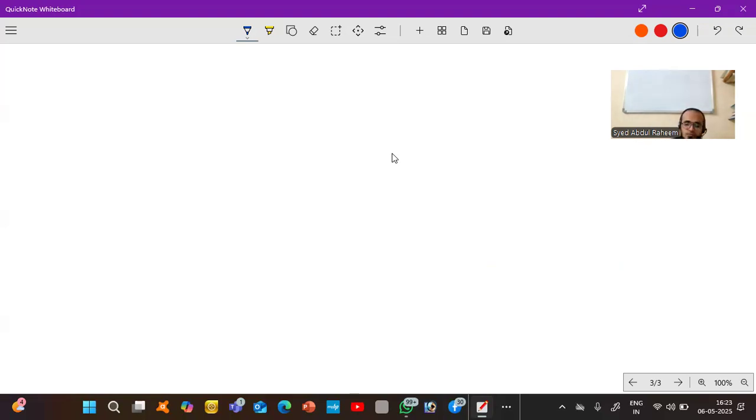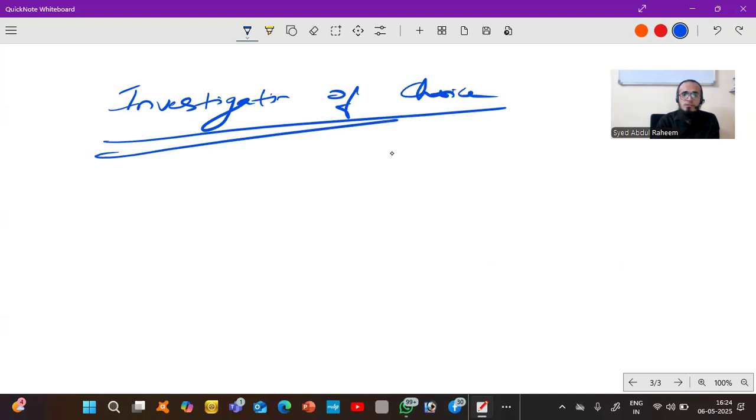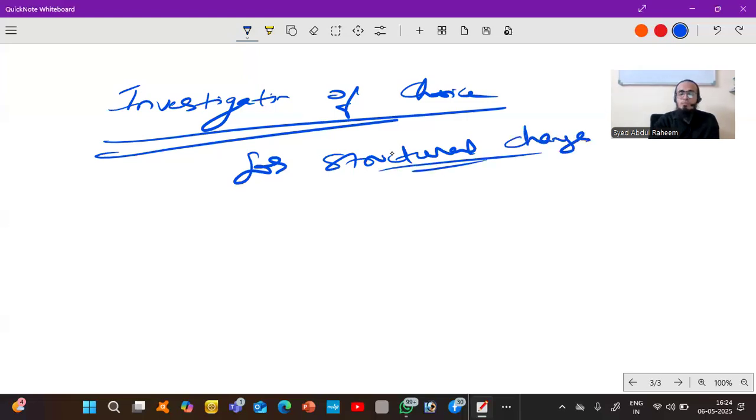Okay, so what type of scans should be done for various structural problems? This is called the investigation of choice for structural changes. So in the body, if you get some sort of structural changes, which scan is best to know the accurate problem?